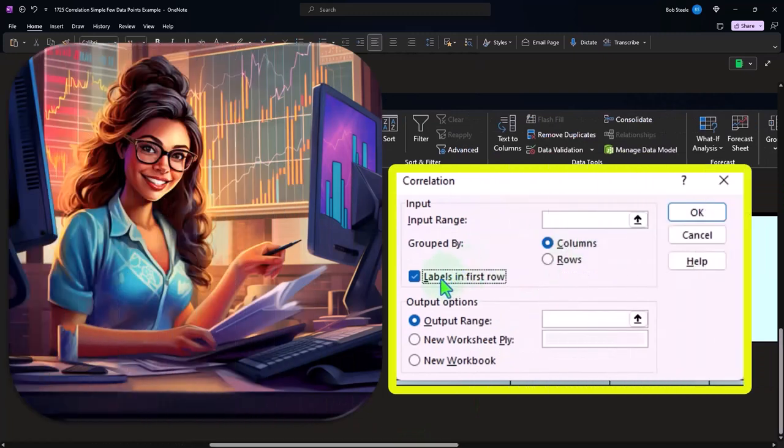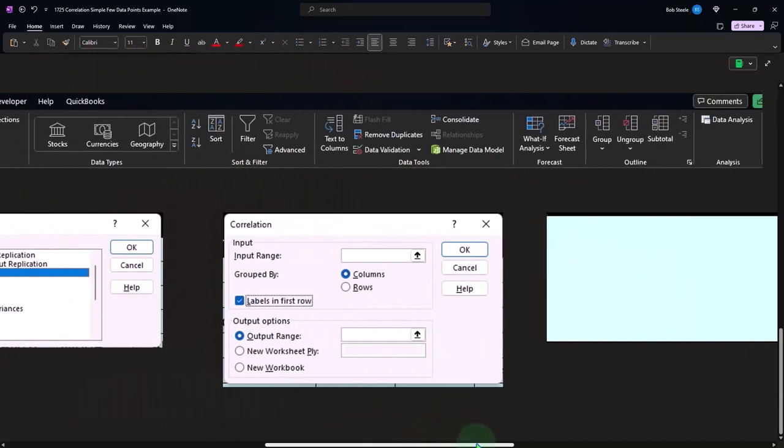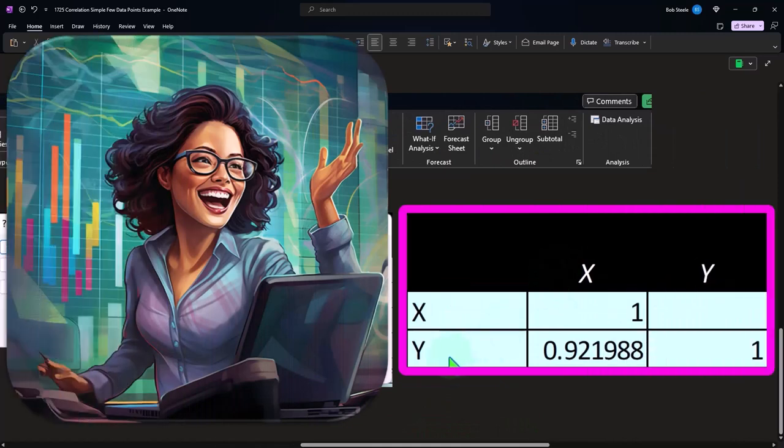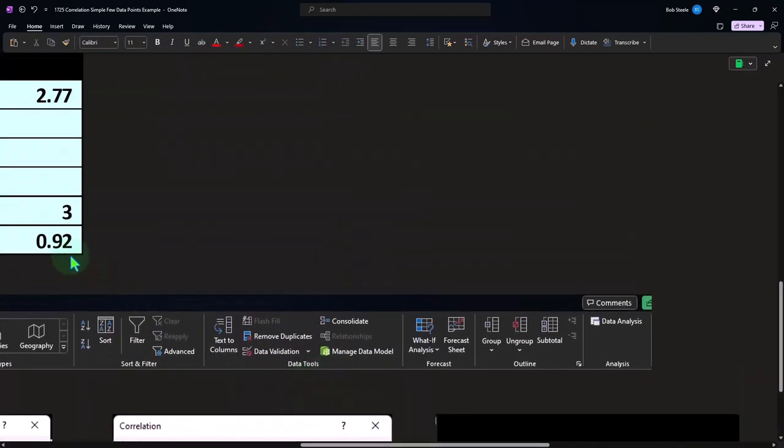I'd have to check off the range, or that I had the labels involved if I clicked on the labels, and then tell me where I want to put it if I was to put it in Excel. And it'll give me something like this. And I'm focused in on the X and the Y, which are intersecting here. There's the 0.9219 and so on that we got to here, although we rounded it.